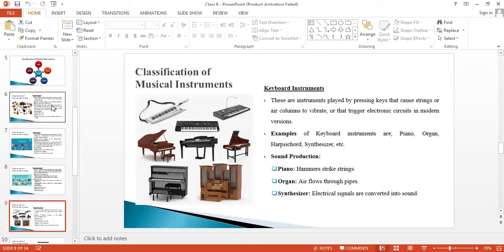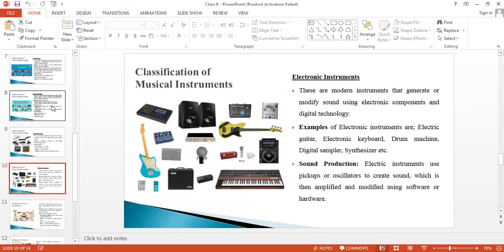The keyboard instruments are instruments played by pressing keys that cause strings or air columns to vibrate, or that trigger electronic circuits in modern versions. Examples of this are piano, organ, synthesizers, harp, and so on. For the sound production, with the piano, hammers strike strings, and for the organ, air flows through the pipe. So there is a pipe that air flows through that will bring about the sound. And then with the synthesizers, electrical signals are converted into sound.